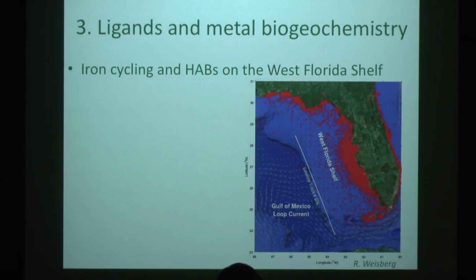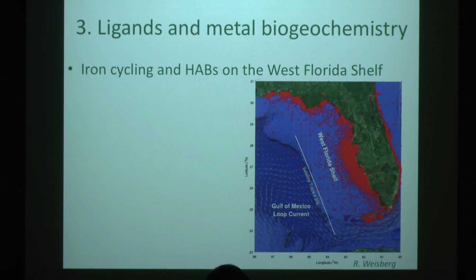And then finally, as Bob alluded to in his talk, we've recently become involved in looking at the role of iron and other nutrients in the harmful algal bloom dynamics on the West Florida shelf. So we've gotten some funding from the state of Florida, and we'll be doing some field work as well as some laboratory work to look at the role of iron in the HAB initiation.